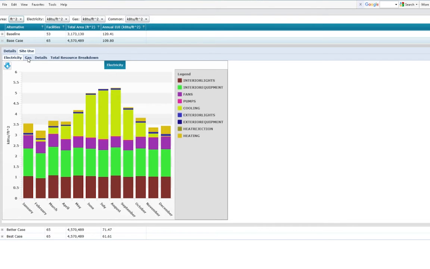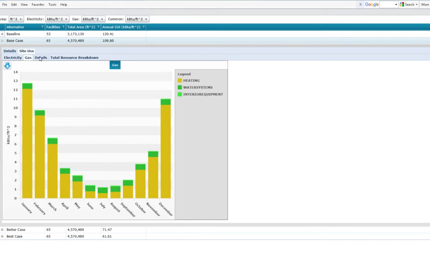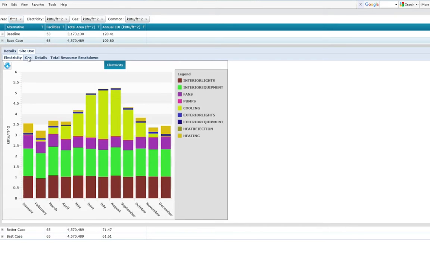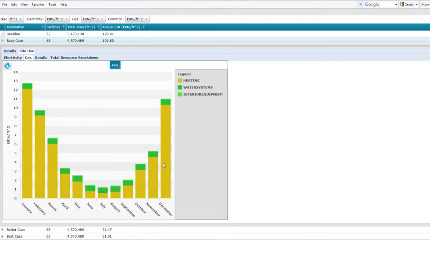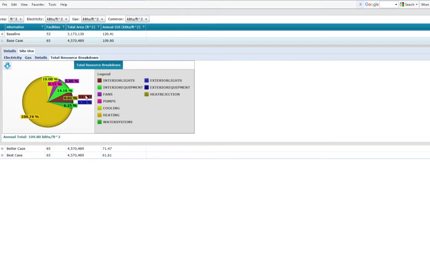You can then get into all the details on each of these. You can get into the gas. That was the electricity. Here's the gas. So the heating that we saw here was the electric portion of that heating. This is where the majority of the heating takes place, right here. But here's the total resource breakdown, and we can see that a large chunk of that is heating. And don't believe that number. I don't know why that number is sitting at that. I'm just looking at the pie size at this point.